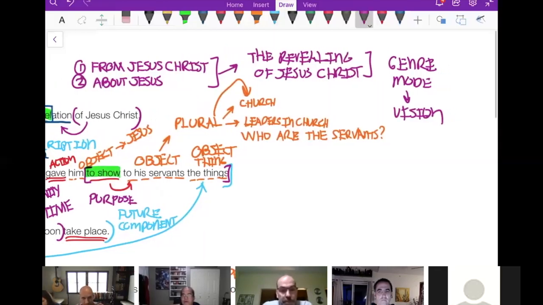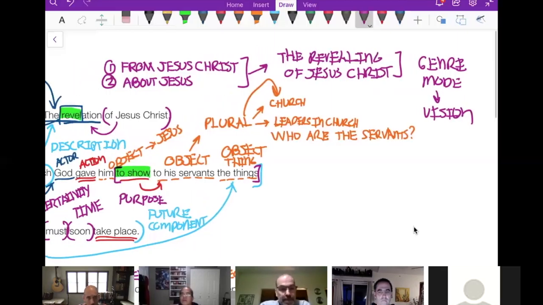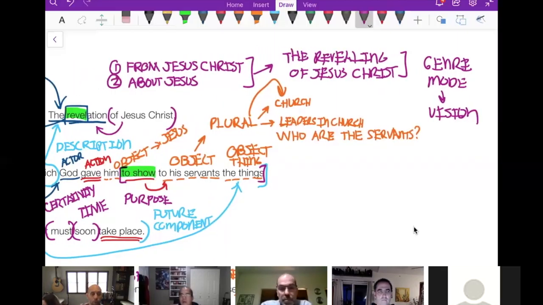Go ahead. What do you mean by genre, mode, or vision? What I don't understand. Is that how it is delivered? Yeah, so it's the mode by which the message is delivered.